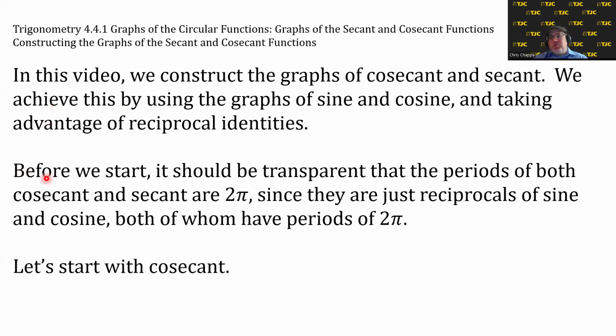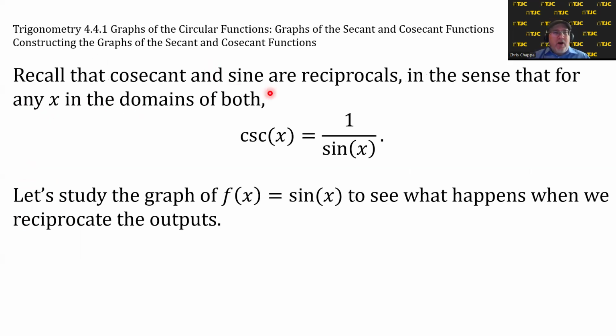Before we start, it should be transparent that the periods of both cosecant and secant are 2 pi, since they are just reciprocals of sine and cosine, both of whom have periods of 2 pi. Let's start with cosecant. Recall that cosecant and sine are reciprocals in the sense that for any x in the domains of both, cosecant of x equals 1 over sine of x.